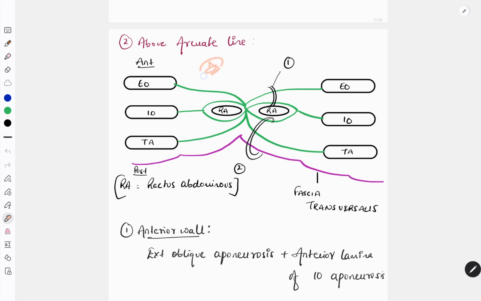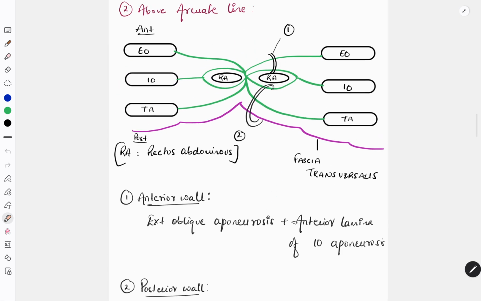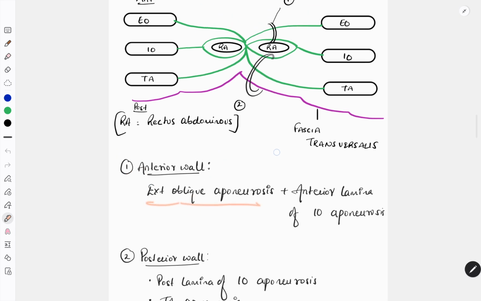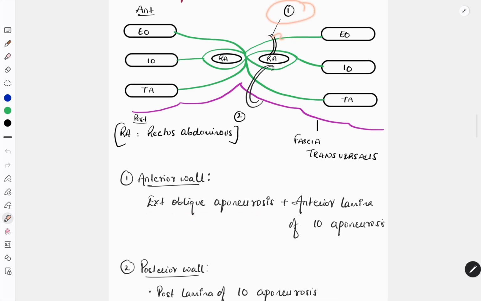So you need to remember this diagram. Above the arcuate line, in brackets you need to write that it is between your costal cartilages and your arcuate line. When you take a cross section, these are the things you can see. From external oblique, you get the external oblique aponeurosis. From transverse abdominis, you get the transverse abdominis aponeurosis. Internal oblique splits into two parts, that is your anterior lamina as well as posterior lamina. Looking at this diagram, it is very easy to write down the anterior wall. The anterior wall is formed by the external oblique aponeurosis. As you can see, this number 1 I have written, these two.